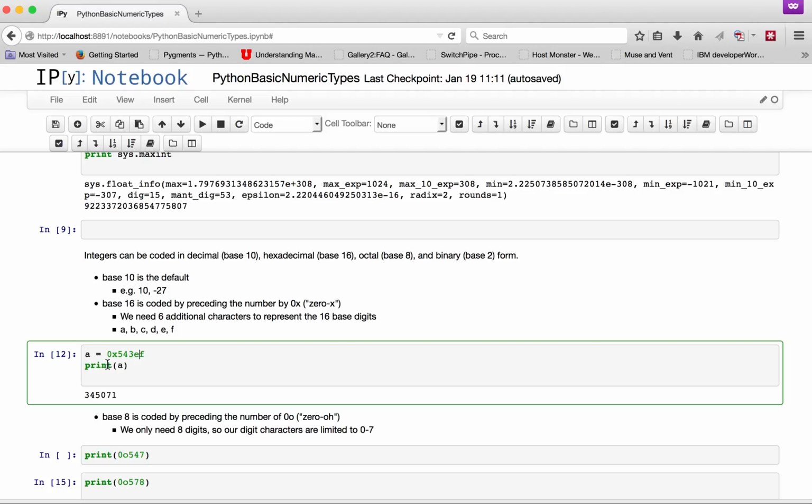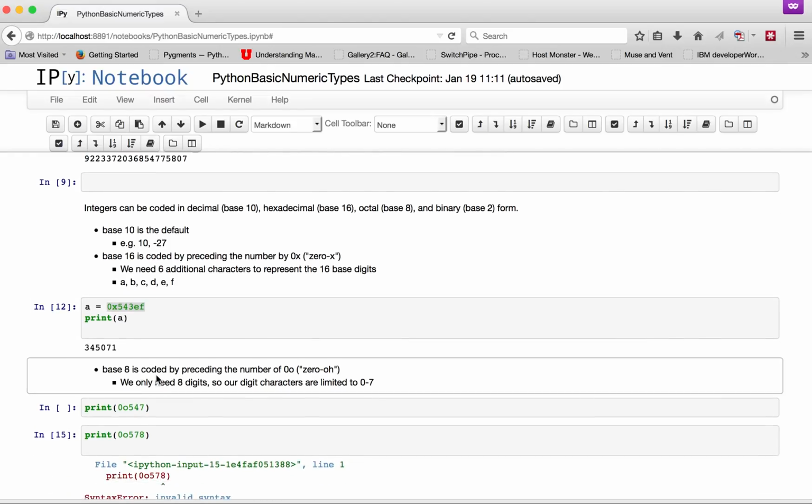I create that variable, and then as I print it, Python, because its default representation is decimal, base 10, prints this out as 345,071. So we can see that this hexadecimal number, 543EF, is equal to 345,071. Similarly, we can do base 8 numbers, and we do this by preceding the number by the sequence 0, 0.